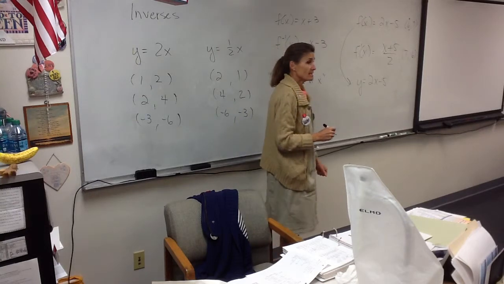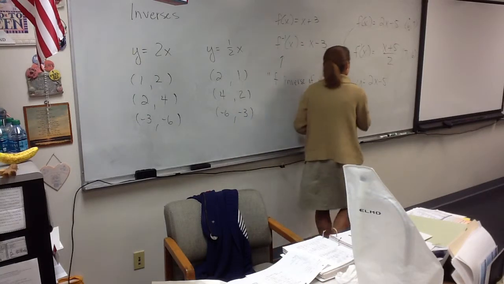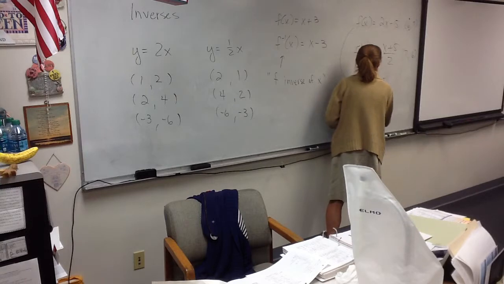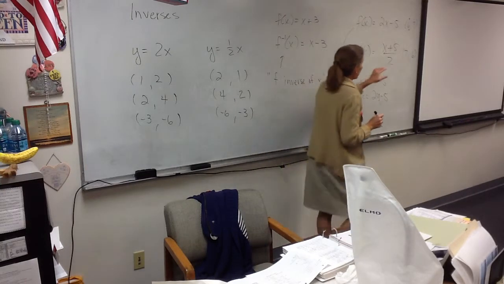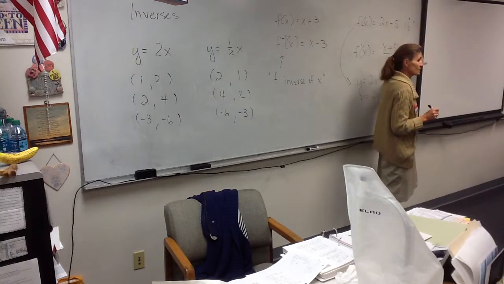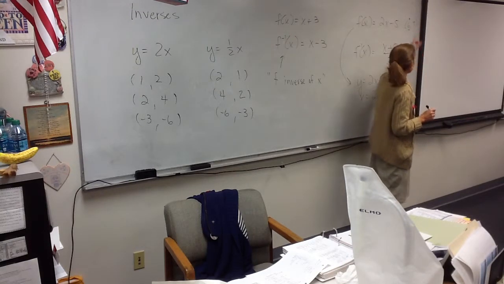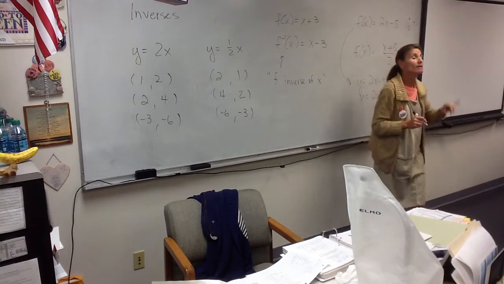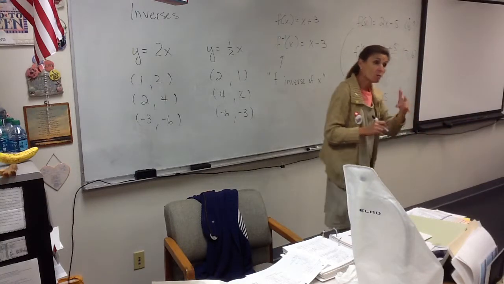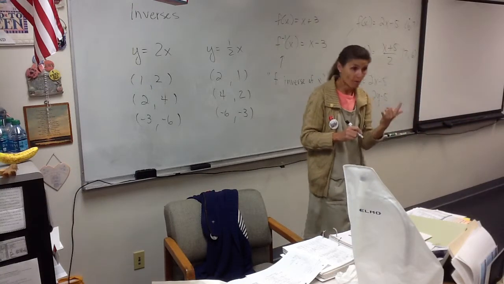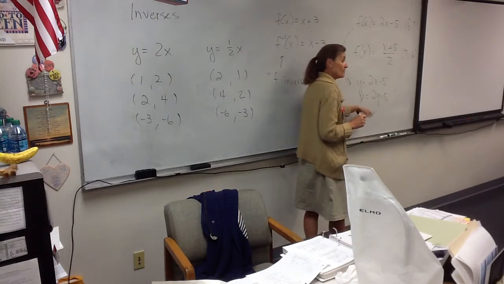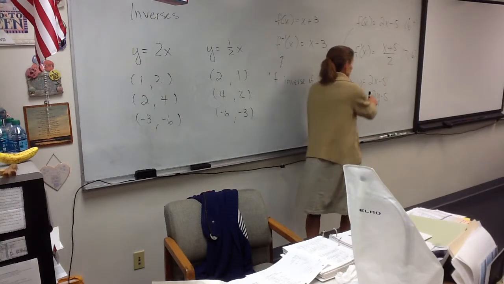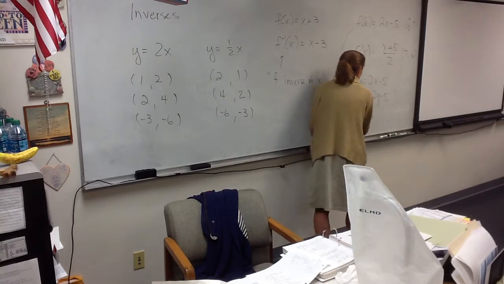Here comes the tricky step. Switch the variables. Now that shouldn't be confusing to you, because what happens with inverses? If two functions are inverses, what happens to their ordered pairs? They get flipped. So if you are building the inverse, you want to flip the ordered pairs. So you're going to change your x's to y's, and vice versa. Now, solve for y. Get y by itself.